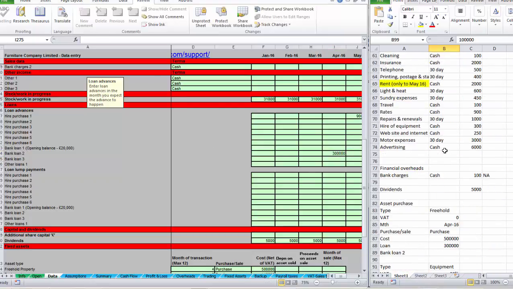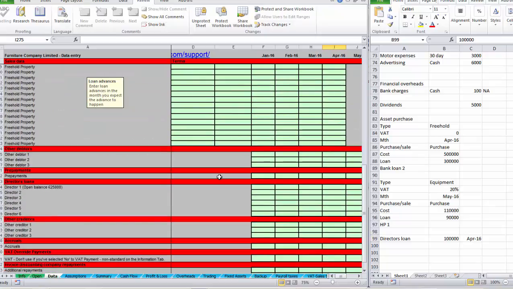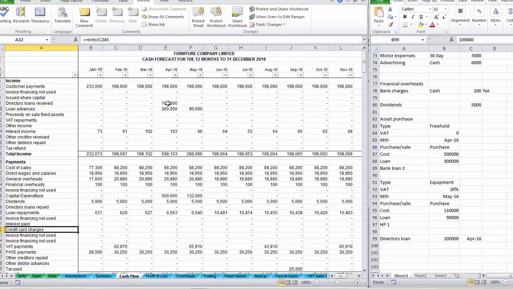And I seem to remember there was a director's loan which I didn't put in either. Otherwise we'll be overdrawn. And that was in April, month 4, £100,000. Okay, so let's go back to my cash flow. So there's the £100,000 from the directors. There's the corrected £300,000 loan for the purchase of property, £90,000 for the equipment. And that's pretty much it.